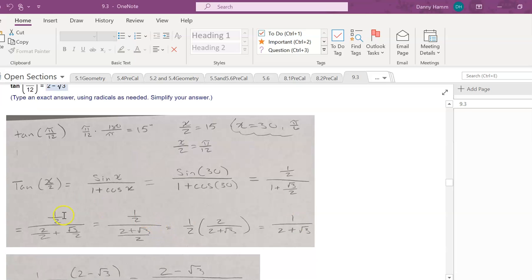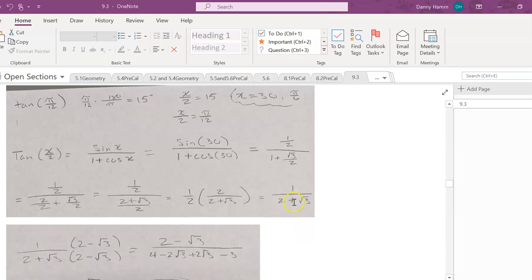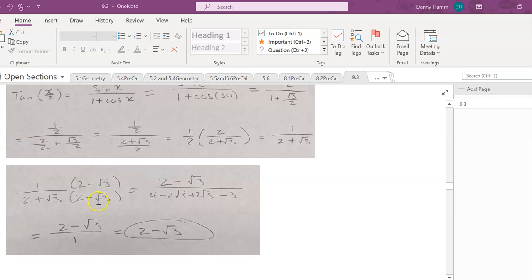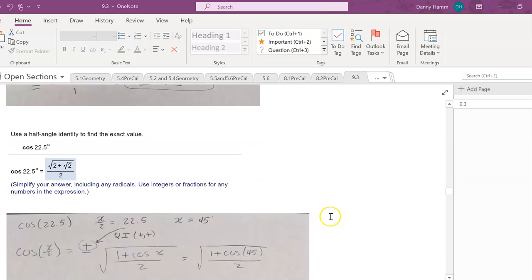And then the rest of this is just simplifying this complex fraction. So this is adding a common denominator on the bottom, simplifying with the numerator by multiplying by the reciprocal. And then since I have a radical on the bottom, I need to multiply by its conjugate on the top and the bottom. And then I'm left with the solution.